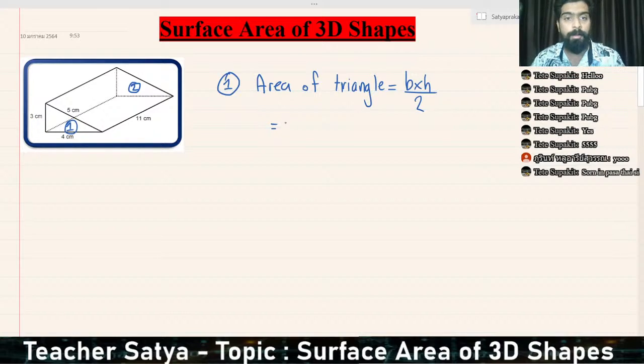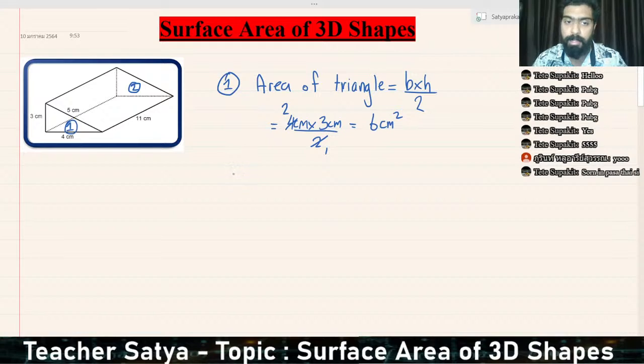So we have 4 centimeter multiplied by 3 centimeter divided by 2, which is equal to, in this case you can either multiply 4 times 3, which will give you 12, and 12 divided by 2, which will give you 6, or you can simplify them. 2 will change to 1, 4 will change to 2, 2 times 3 is equal to 6 centimeter square, right guys? So we have found the area of the triangle.